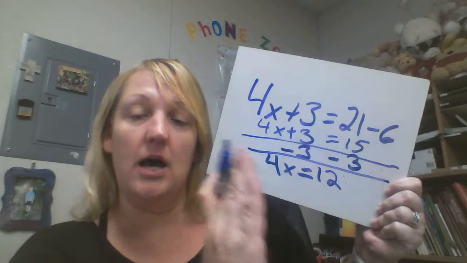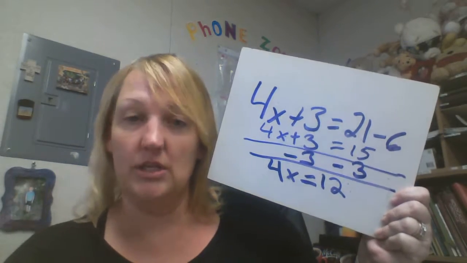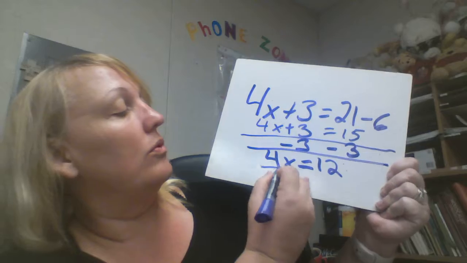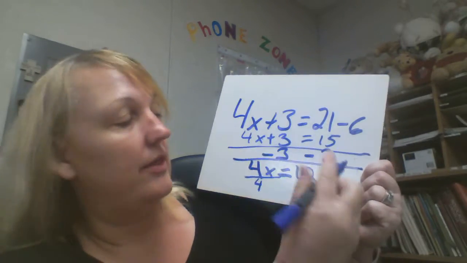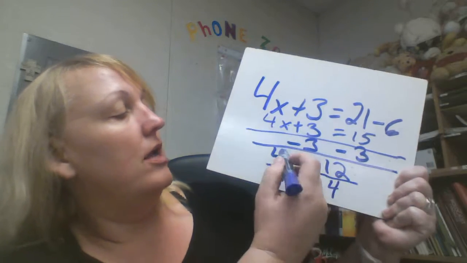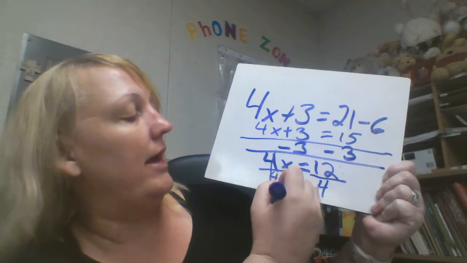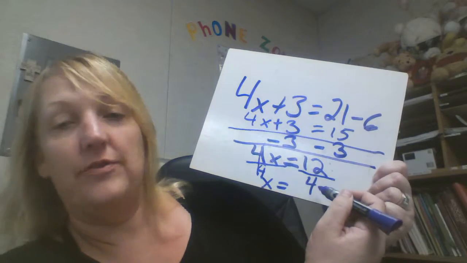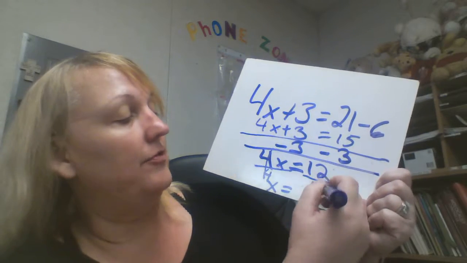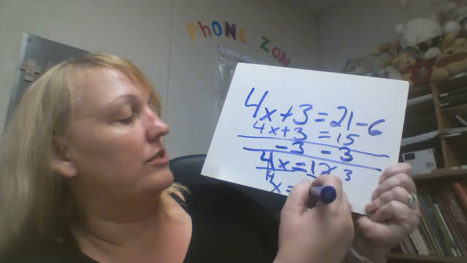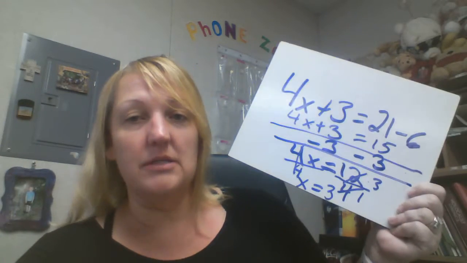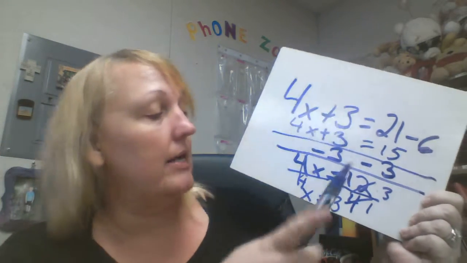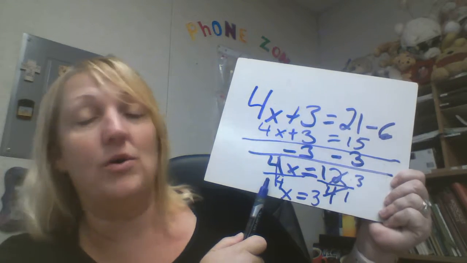What is the opposite of multiplication? Division. So you're going to divide this by 4. Whatever you do to one side, do to the other. Divide it by 4. The 4's cancel each other out, leaving x by itself. 12 divided by 4, you can simplify to 3/1, which is 3. X equals 3.